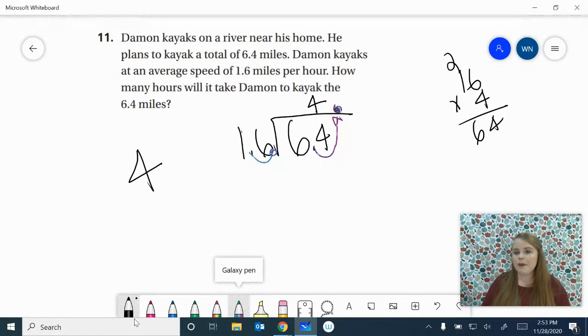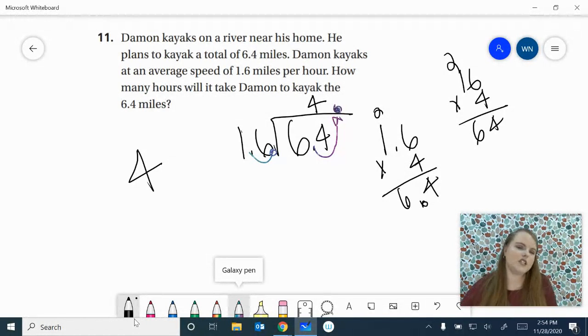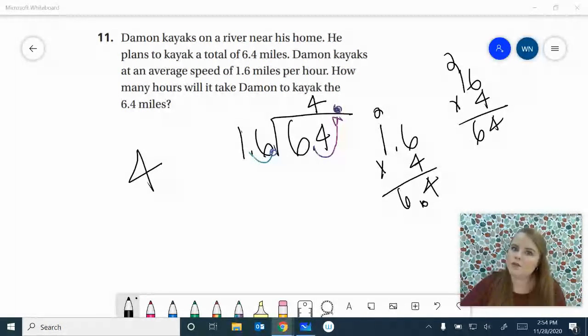So it's a weird way to think of it. But if he kayaks 1.6 miles per hour for 4 hours, how many miles will he go? You know 6 times 4 is 24, so he would go 6.4 miles. That's how we check our work. I hope those made sense to you. If they didn't, when you're done with the back of the page, come talk to me about the ones you're still confused on, and we will go over them.